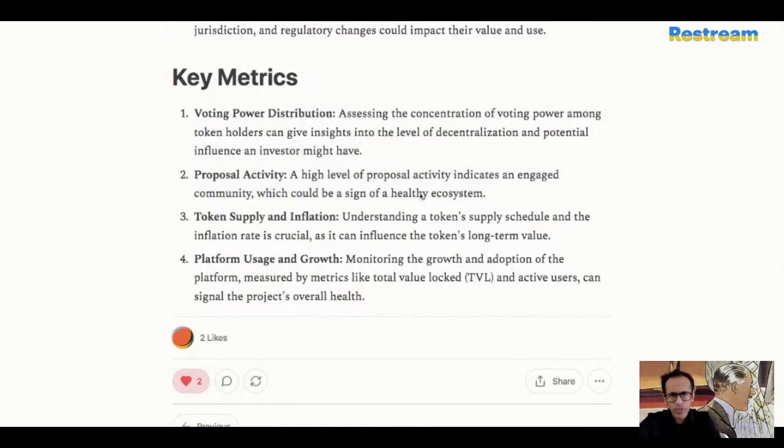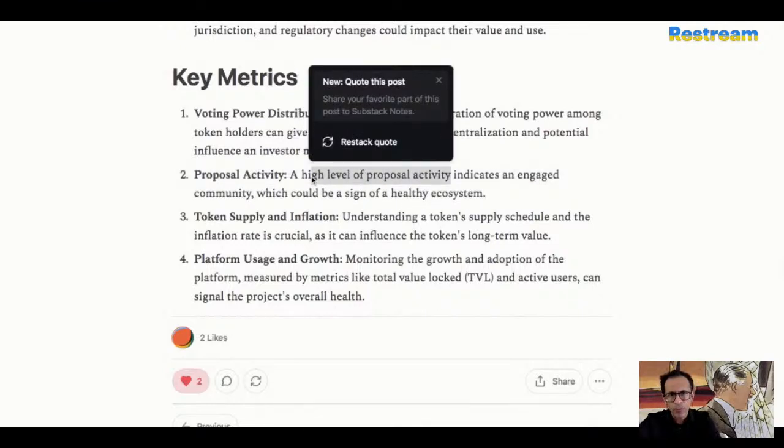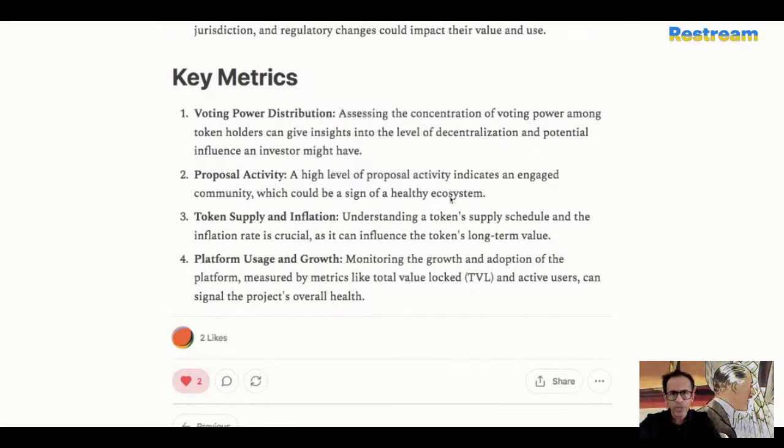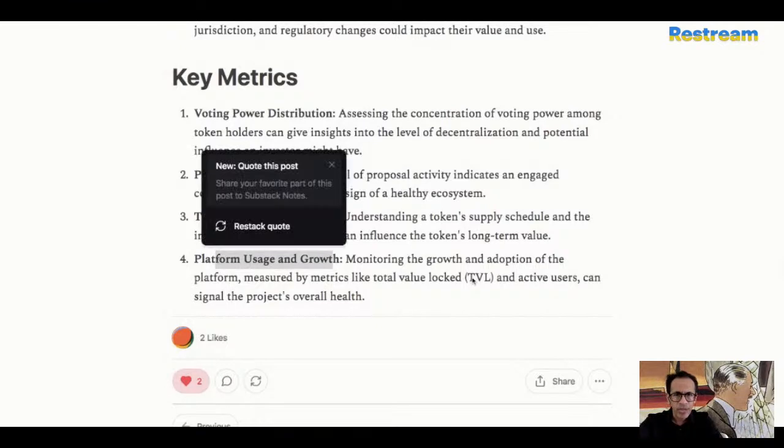Then we talk about proposal activity. So a high level of proposal activity. So if a lot of proposals are coming up for approvals and a lot of people are participating, that's actually a very good thing. So that's kind of showing us that it's a very healthy ecosystem. We also look at the token supply and the inflation. I'm going to talk more about that. And the platform usage and growth.